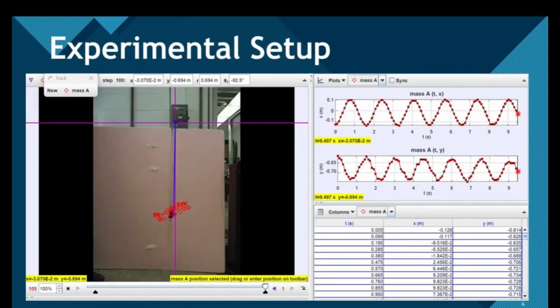And so then here's the experimental setup. As you can see, it is dropped. And there's about 100 data points, and it's the top graph. On the right is the x position and time graph, while the bottom graph is the y position and time graph.